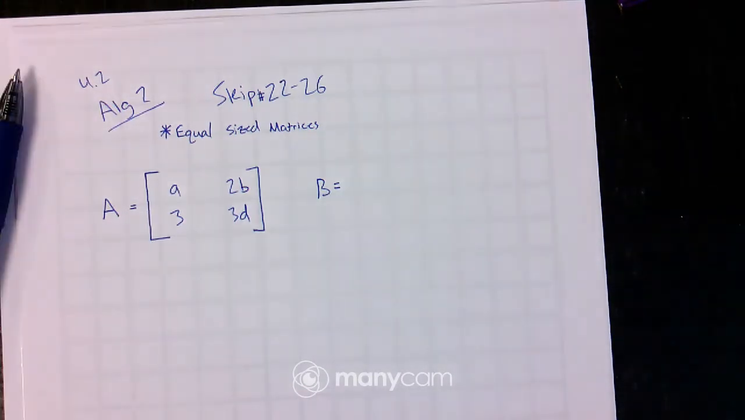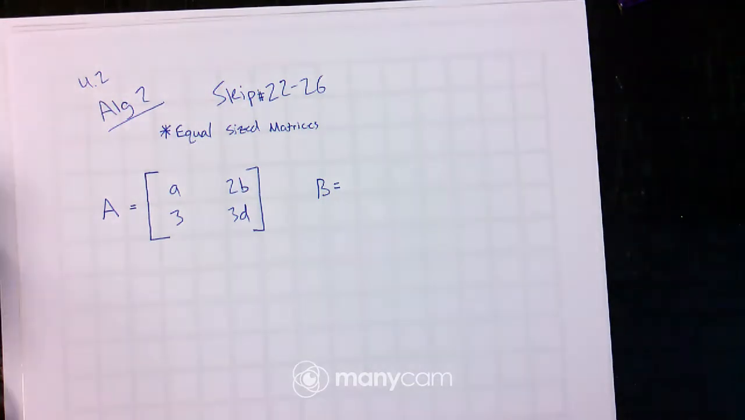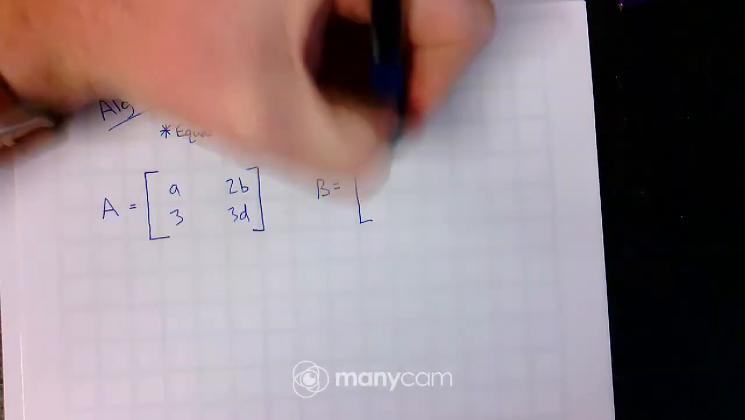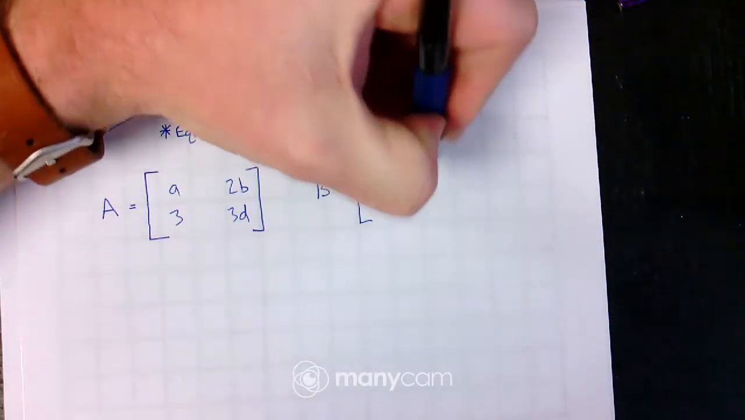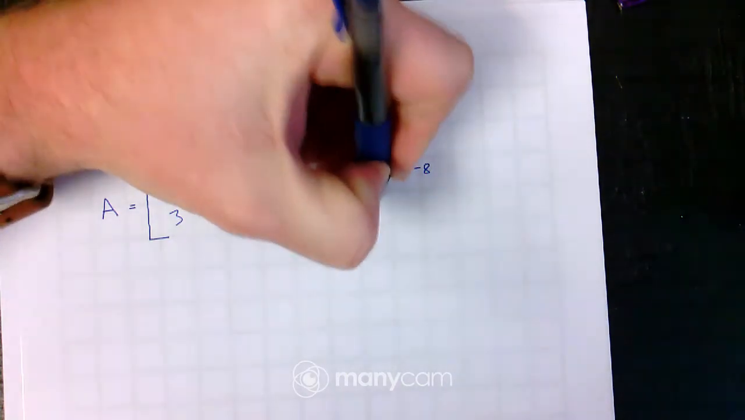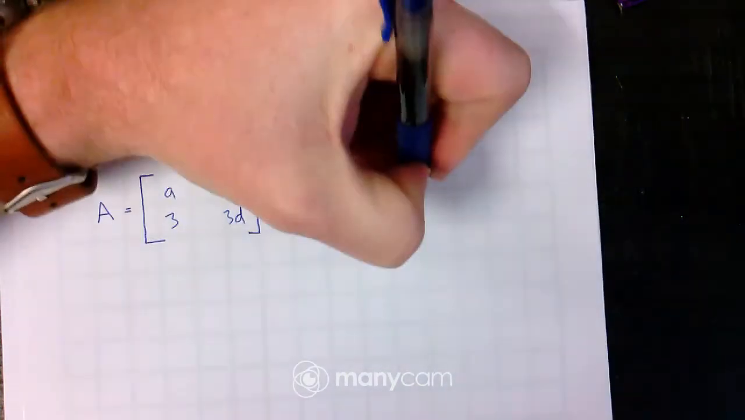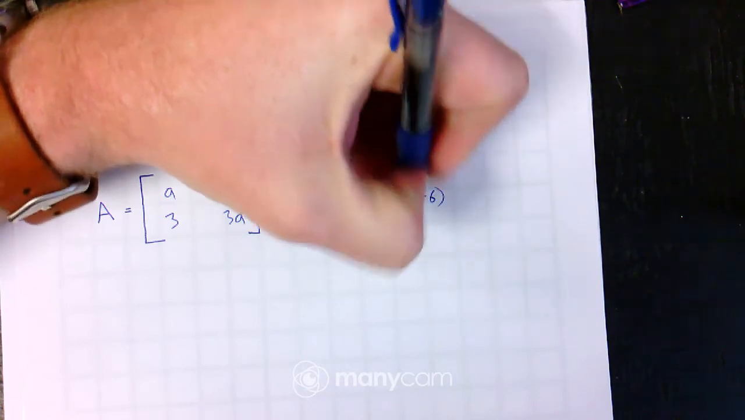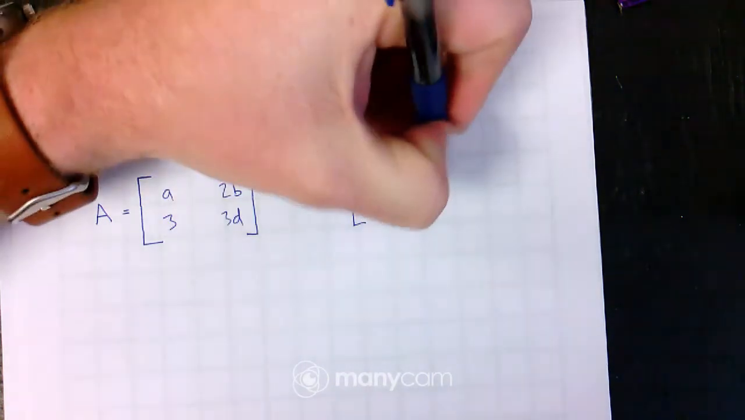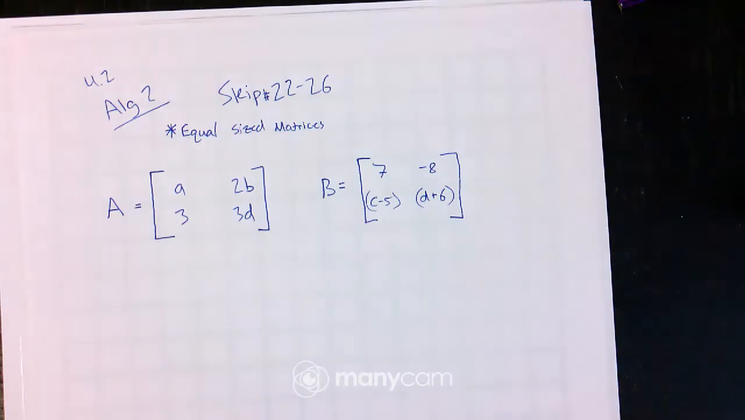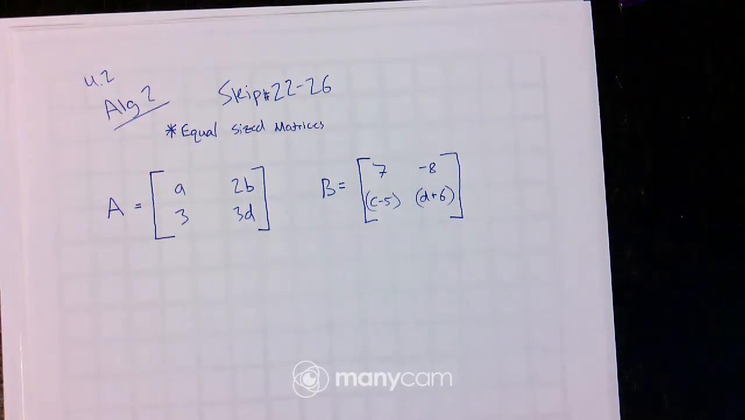You could label the card elementary matrix operations. And then B is going to be 7, negative 8, C minus 5, and D plus 6. And I'll put those in parentheses so we don't get them mixed up, okay?